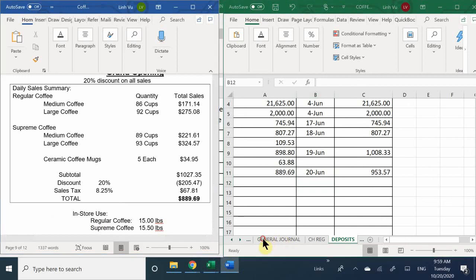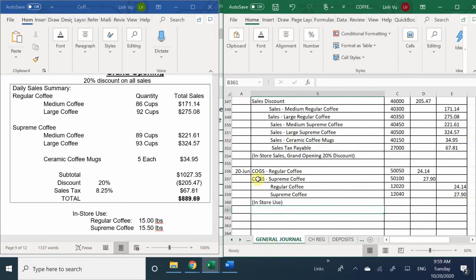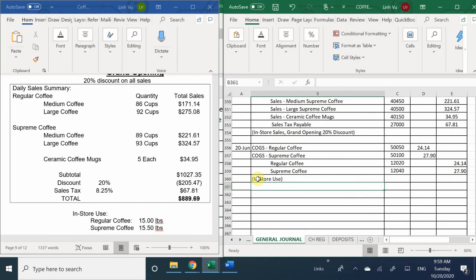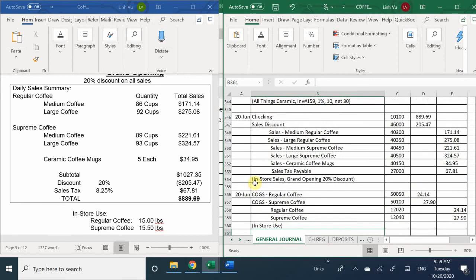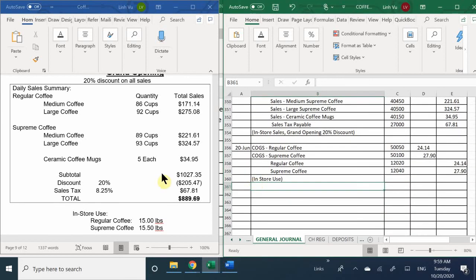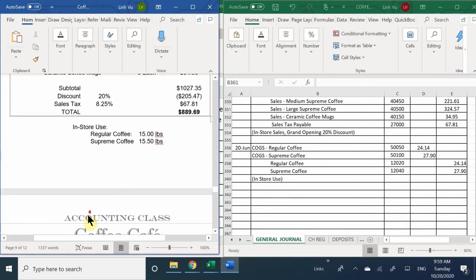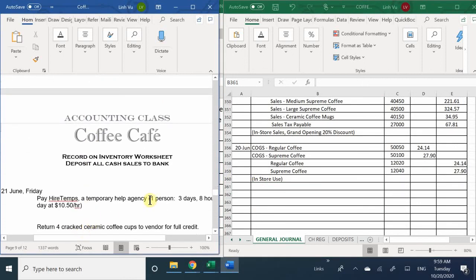So now that we've finished everything and completed our journal, we updated our inventory. We completed our sales, so good. So now we can go ahead and move on to the next date. Now, I'm going to stop here because right now it's 10 o'clock exactly, and I'm going to call break. So please be back no later than 10:15, and we'll continue on with the next day.